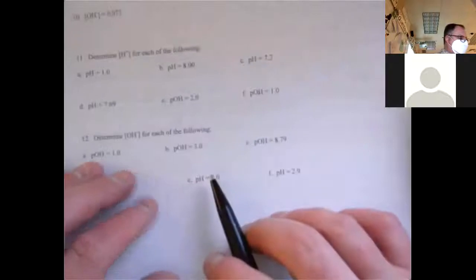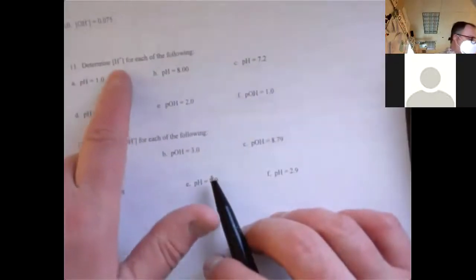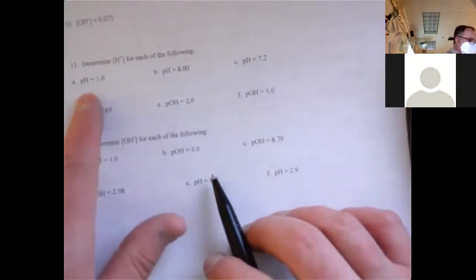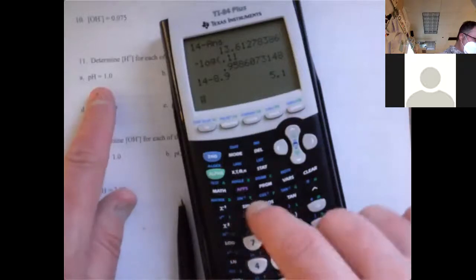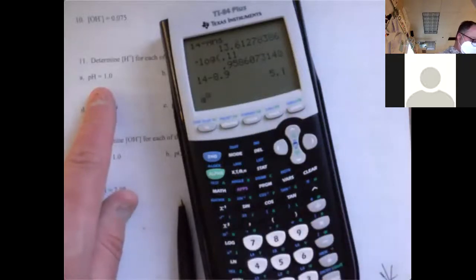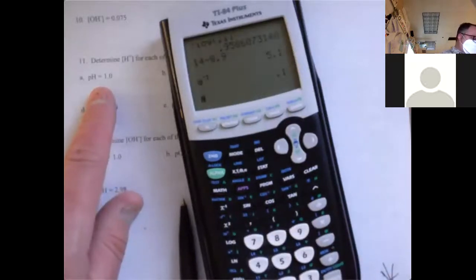Then they had some problems that were mixed. I'll do one of each. Determine the hydrogen ion concentration if you know the pH is 1. To find the hydrogen ion concentration from the pH, remember you take the antilog of the negative, and we get 0.1.